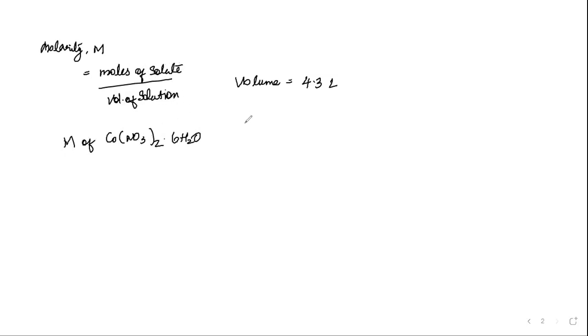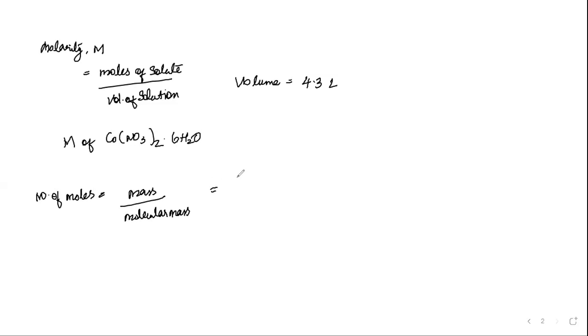Which is the solute here in the solution? This cobalt nitrate is the solute. So we have to find out the number of moles of cobalt nitrate. What is the equation to find out the number of moles? I think you already learned this in the previous classes. Mass of solute divided by molecular mass. Yes, mass given divided by molecular mass. In the earlier classes you have already learned this.